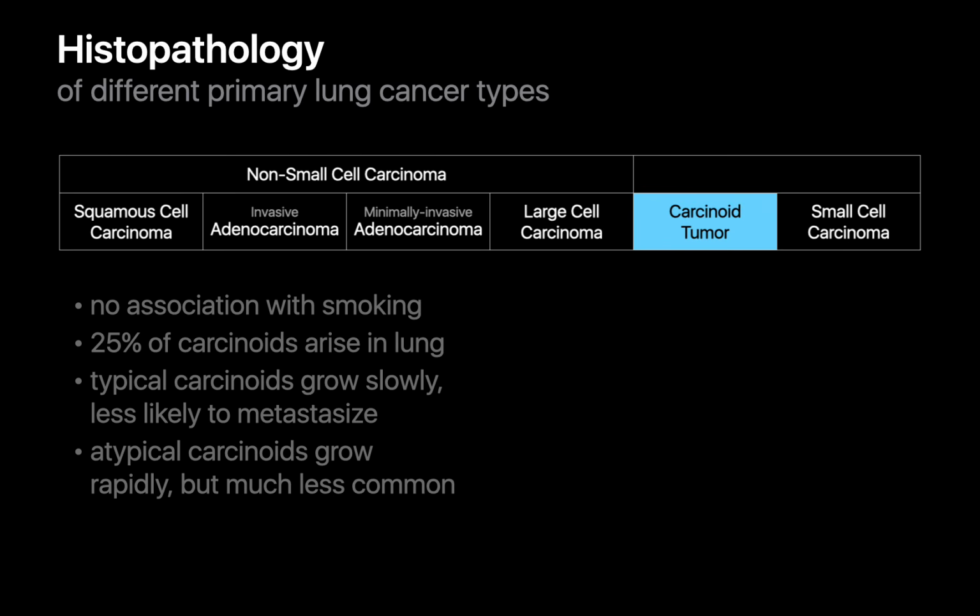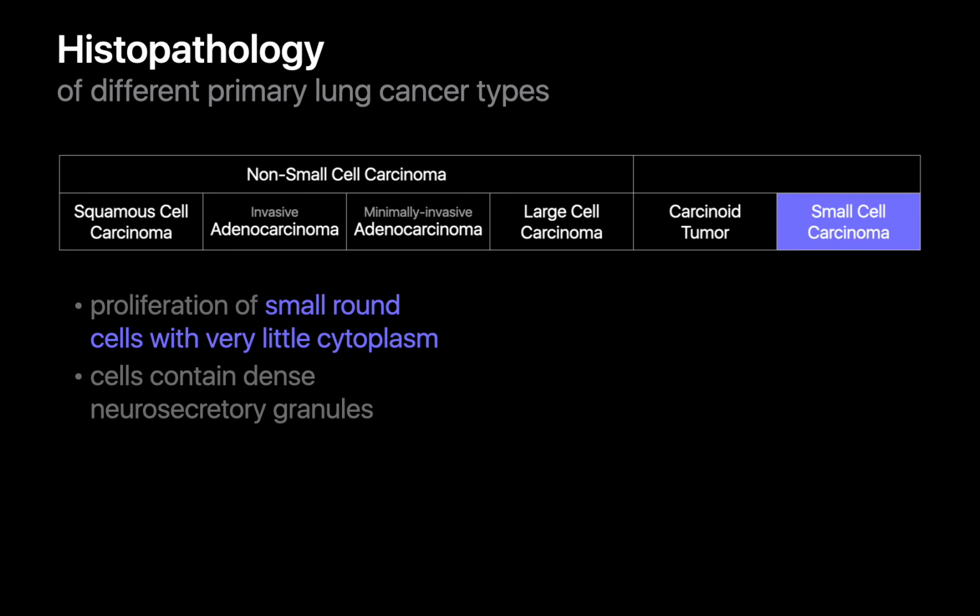A few takeaways about carcinoid tumors. They generally aren't associated with smoking. Folks sometimes divide carcinoid tumors into typical and atypical buckets. Typical carcinoids are more common and exhibit less aggressive behavior, while atypical carcinoids grow more rapidly. Like carcinoid tumors, small cell lung cancers also arise from neuroendocrine cells, particularly peribronchial neuroendocrine cells, which explain their strong predilection of presenting very centrally in location.